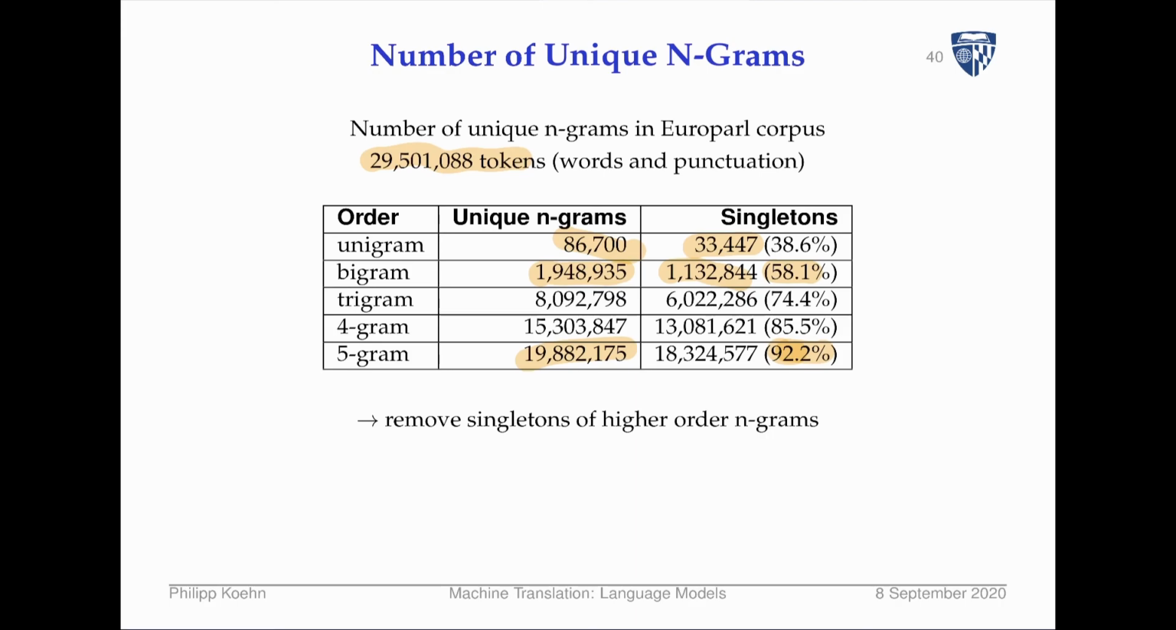One way to deal with the size of language models is to remove singletons of higher-order n-grams. So maybe not the unigrams and bigrams, but everything above that. That's going to reduce the size quite a lot.